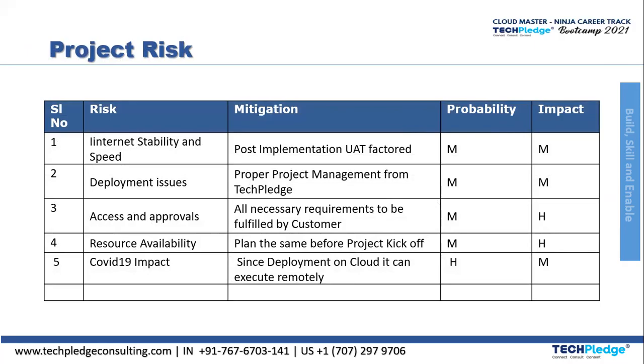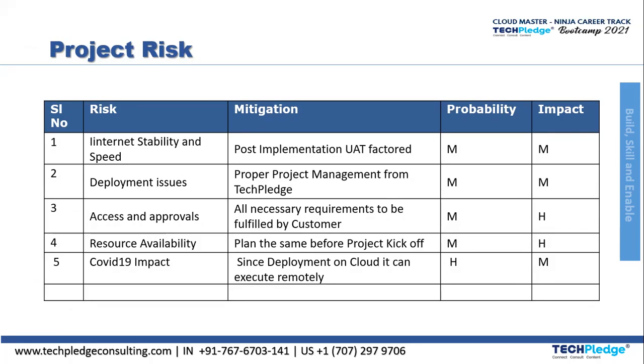So this is our mitigation to access and approvals. Resource availability: plan the same before the project kickoff. As we have seen different phases, before a project kickoff phase, we need to know that resource availability is there. All the resources are available. The probability is medium, but impact can be high if the resources are not available. So if we say that load balancer is not available, then no high availability will be there. So we should know all the resources, all the services should be available, and then before kicking off the project, the plan should be done.